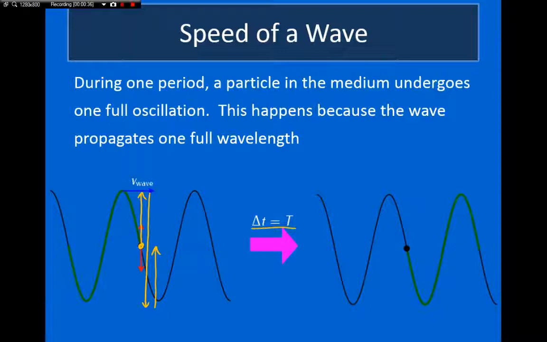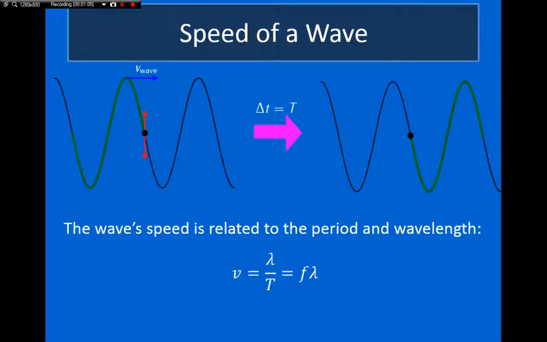Now, the reason the particle undergoes one full oscillation is because this disturbance, which I have highlighted here in green, moves through that point. And this amount that I have highlighted in green is equal to one wavelength. Okay? So the disturbance, as we can see in the second picture here, has actually moved forward by one wavelength during this time that is equal to the period. So the disturbance travels at a speed that's equal to the wavelength divided by the period. Or, writing that in terms of frequency, it's frequency times wavelength.